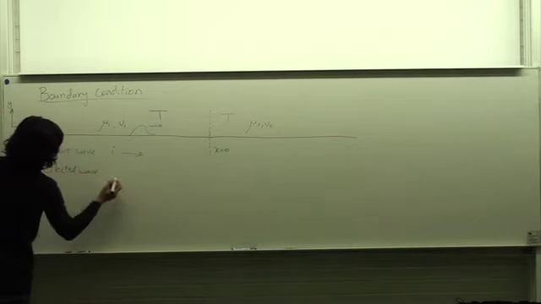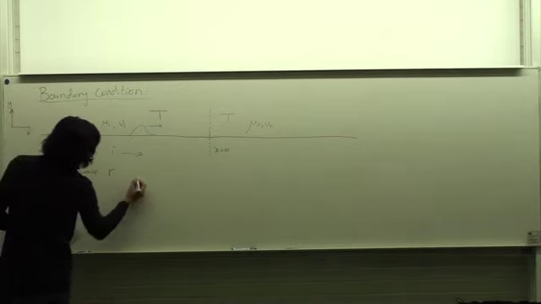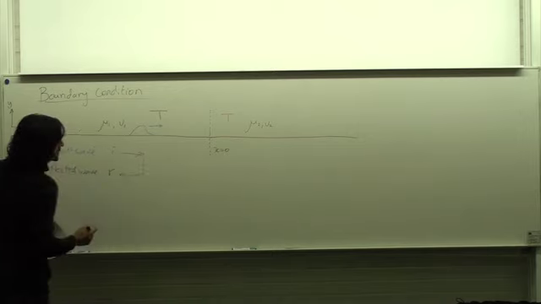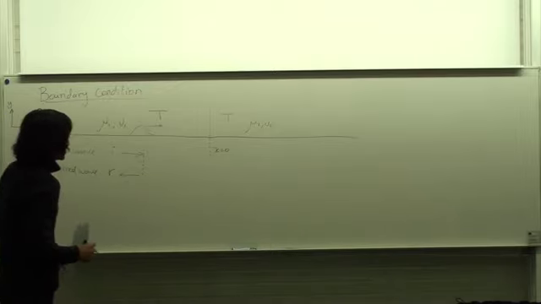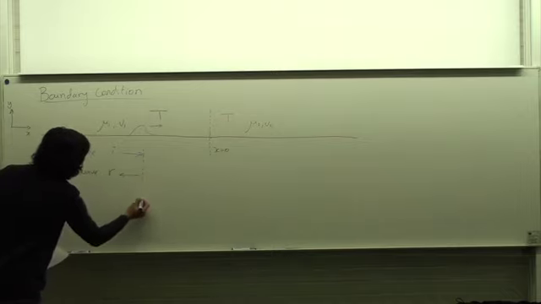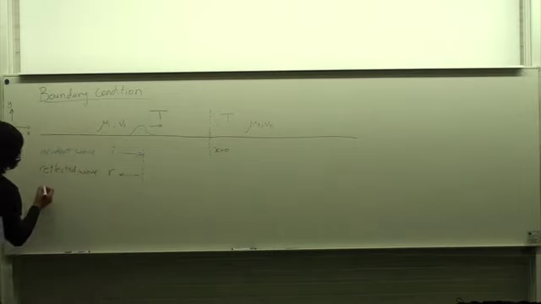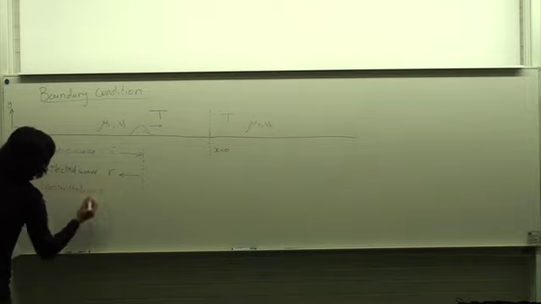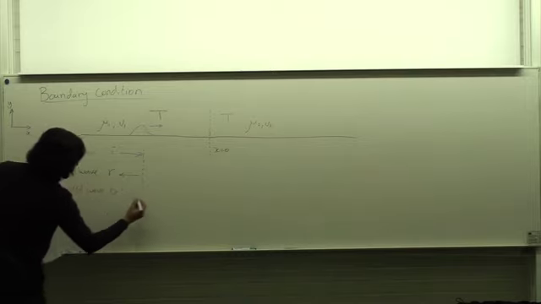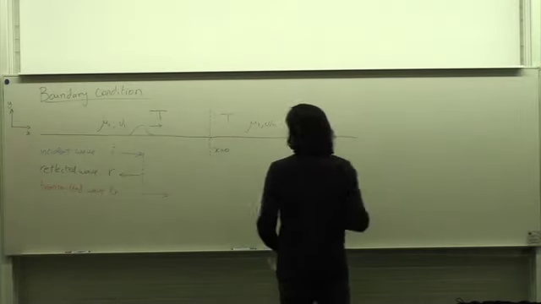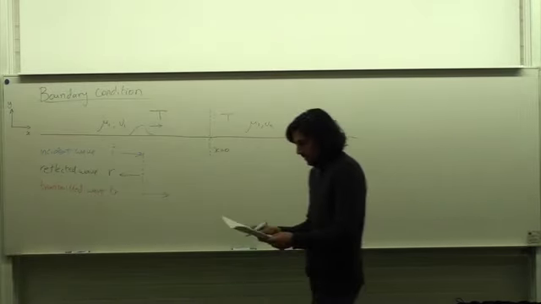I'll give it the letter R, and it would be moving to the left of this point. And we can have a transmitted wave, let's call it TR, that would be traveling to the right of x equals 0 and in the plus x direction.